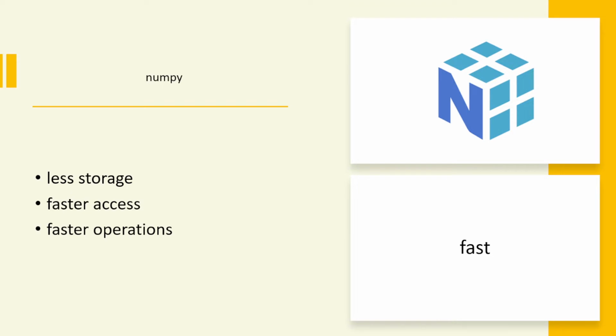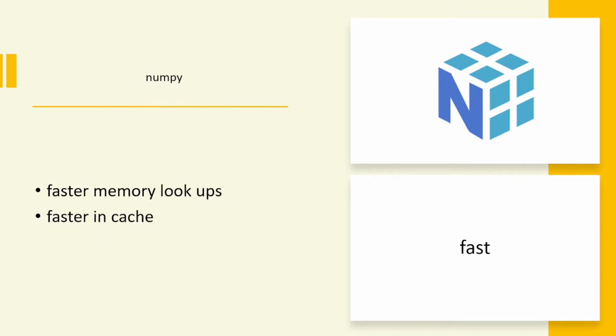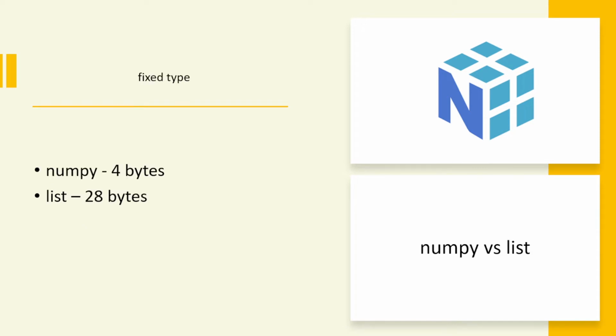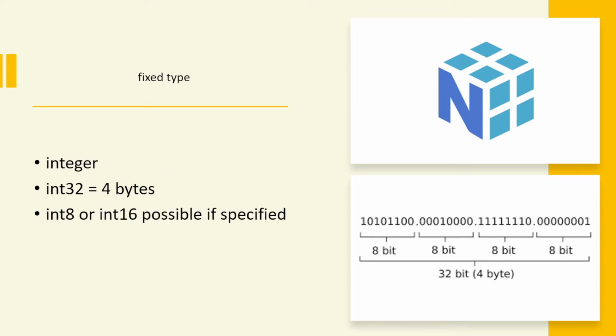The numpy array uses less storage, has faster access, and operations on the items in a numpy array are faster. How? Well, we have faster memory lookups and faster in cache. So what does that mean? To start off with, the numpy array has a fixed type, only uses 4 bytes, where a list uses 28 bytes. Let's explain why that is the case.